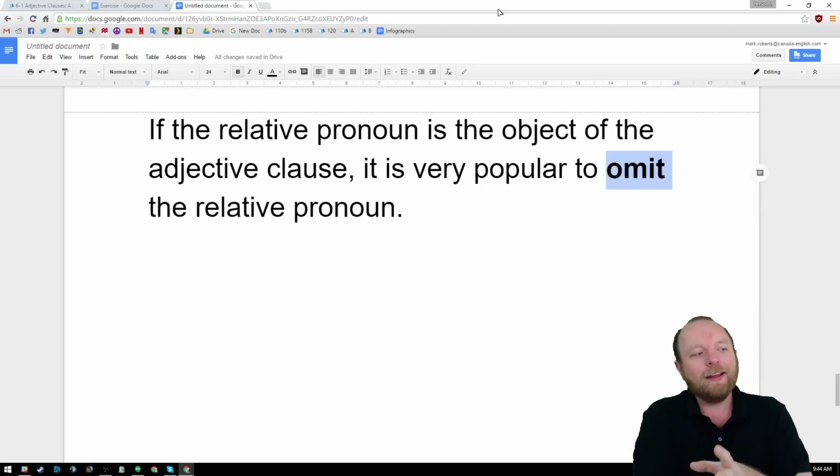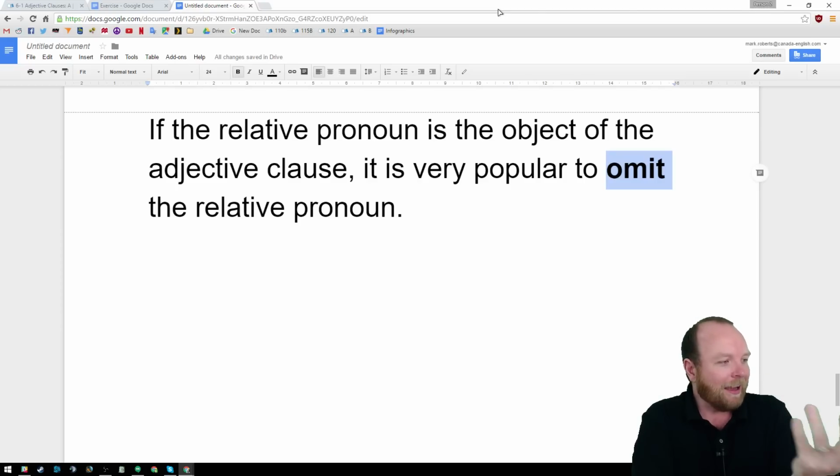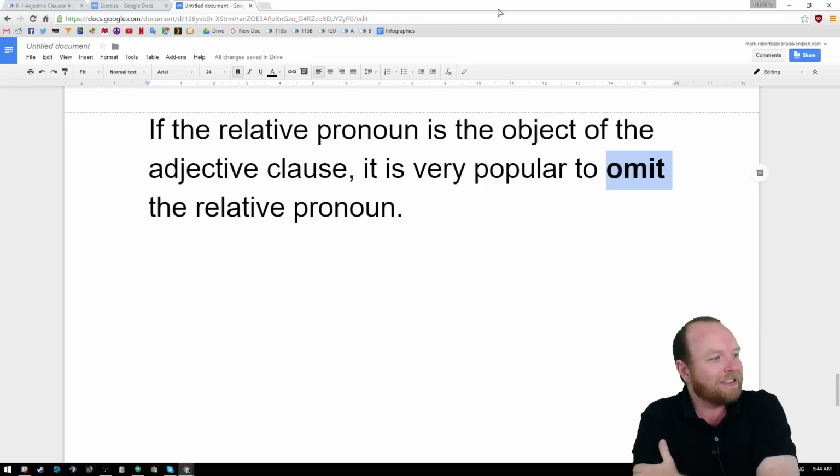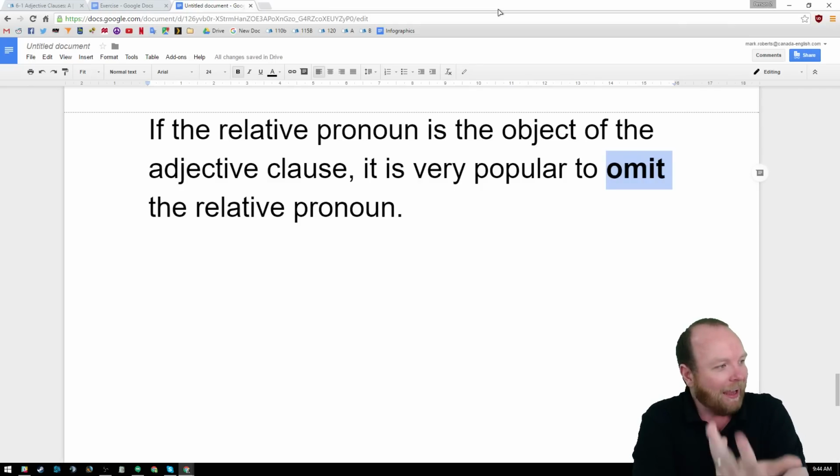But while we're waiting: if the relative pronoun is the object of the adjective clause, it is very popular to omit the pronoun. And yeah, here we go. So omit means, Andres says erase. Sumi Nguyen says delete, right? Don't say thank you. Pascoa, good job.